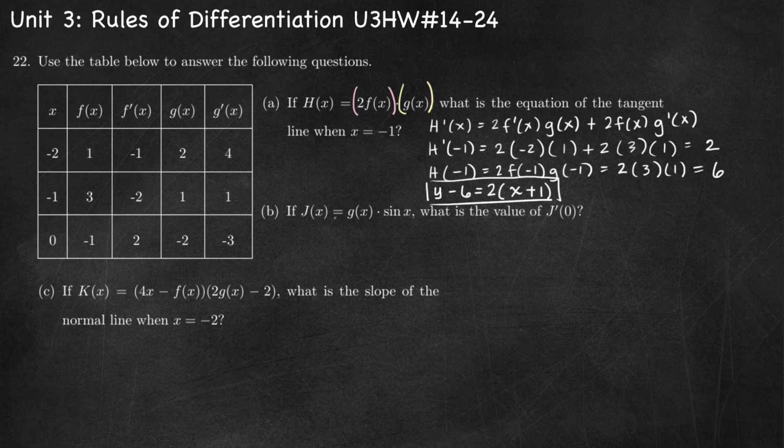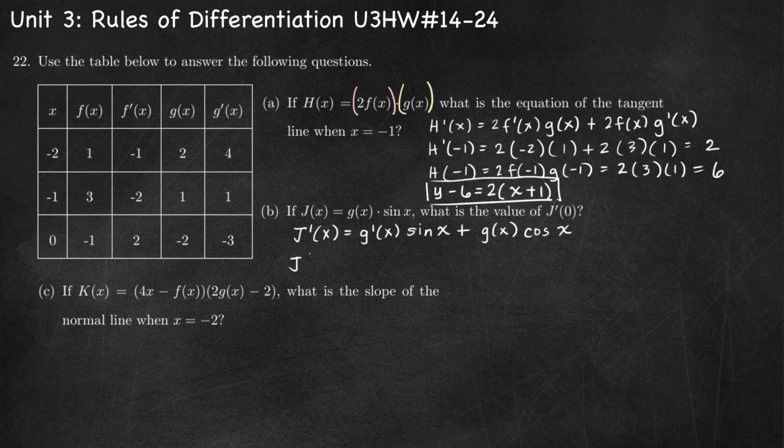Part B, if j equals g of x times sine x, what's the value of j prime of 0? So we'll use product rule to find j prime of x. J prime of x equals the derivative of the first, so g prime of x, times the second, sine x, plus the first, g of x, times the derivative of the second. Derivative of sine x is cosine x.